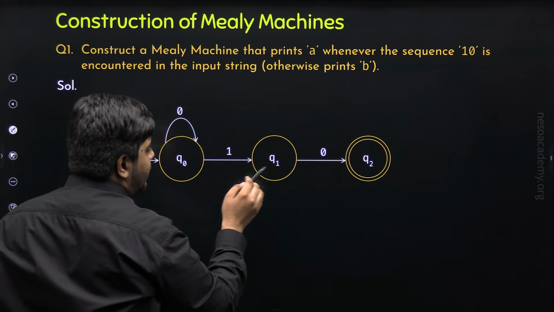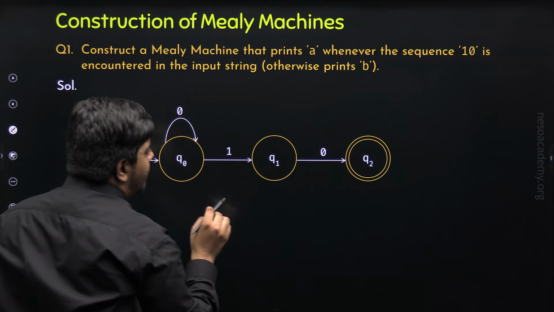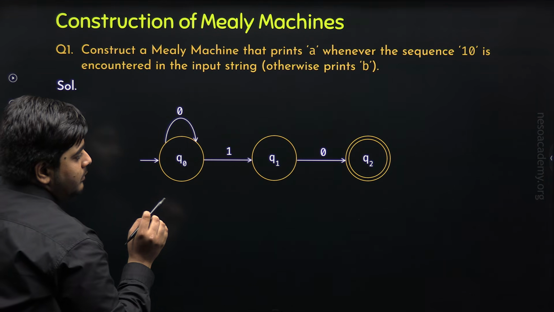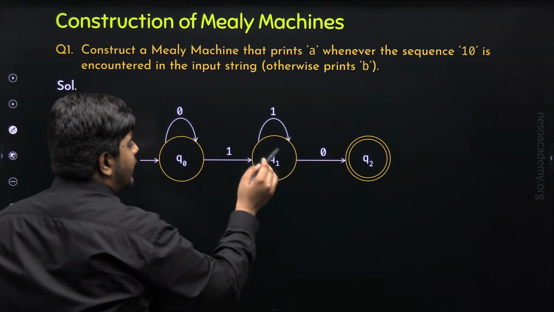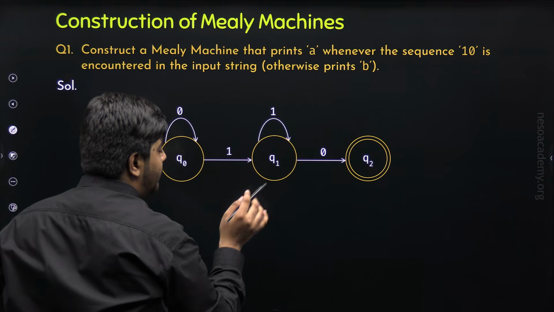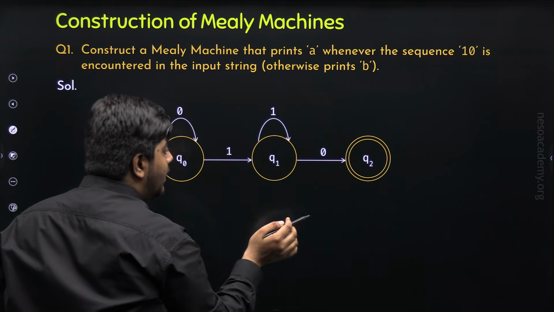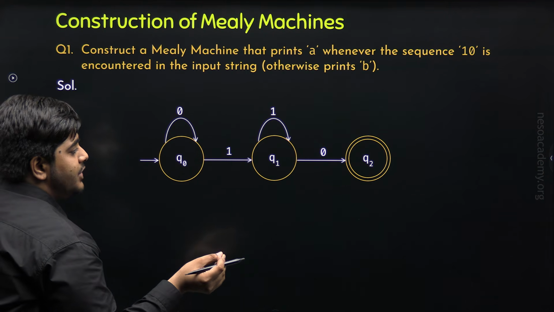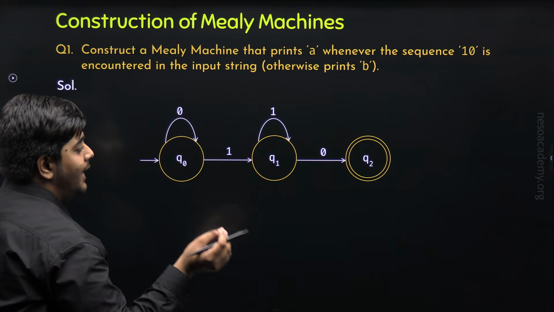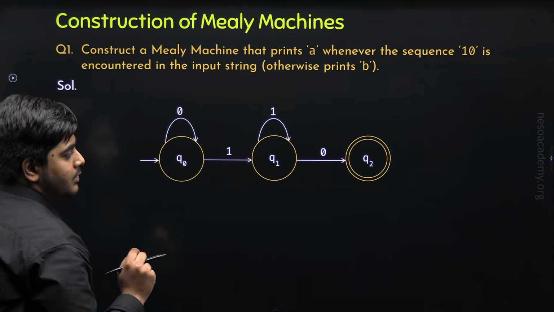Now let's talk about the state Q1. Q1 has a transition for 0, but it doesn't have a transition for 1. So again I will simply create a self loop of 1 over the state Q1. Because now also my string is ending with 1, 0. Now let's talk about the state Q2. It doesn't have a transition for input symbol 1 as well as for input symbol 0. So we need to create both the transitions.